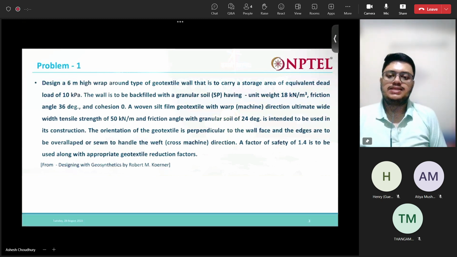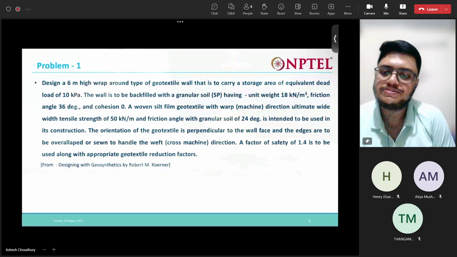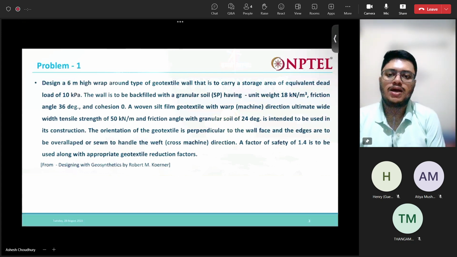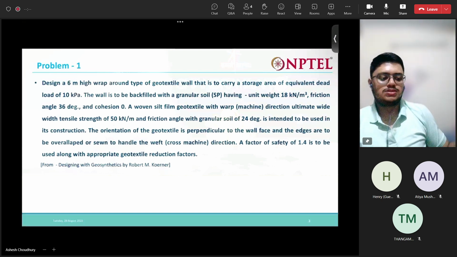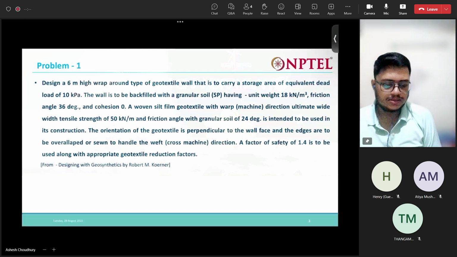A woven slit film geotextile with warp direction ultimate wide width tensile strength of 50 kN per meter, and the friction angle of granular soil of 24 degrees, is intended to be used in this construction. So we are to construct a 6-meter high wraparound type of geotextile wall. Wraparound means, if you remember, you put one layer of geotextile and then wrap it back like that.